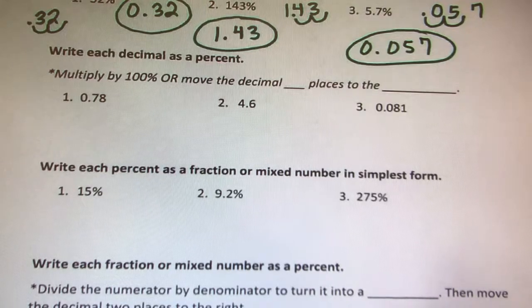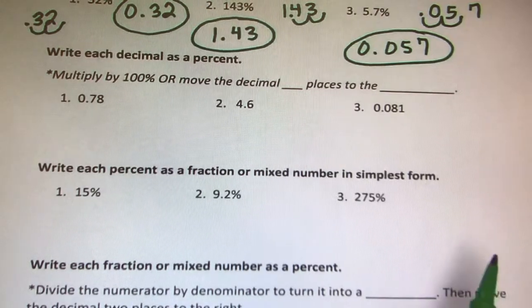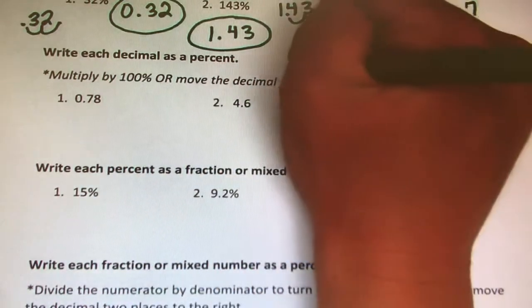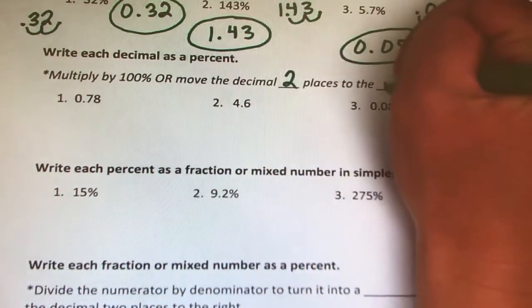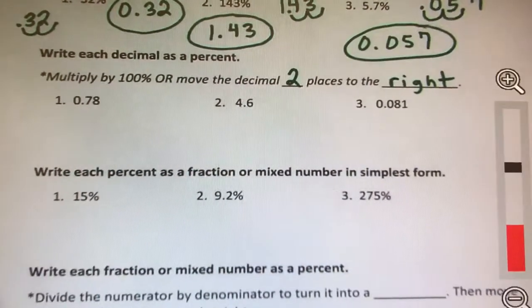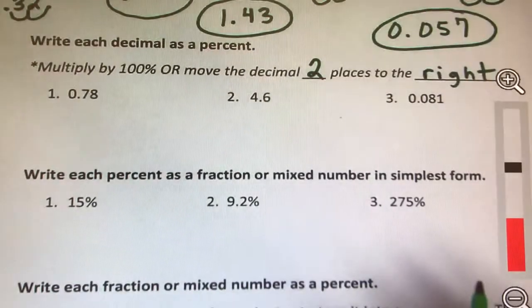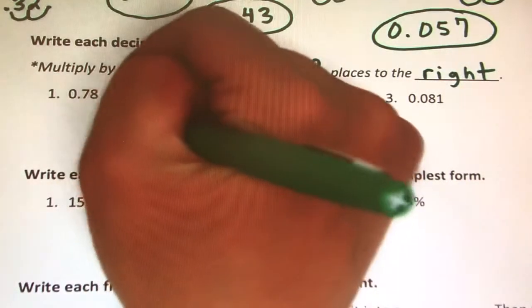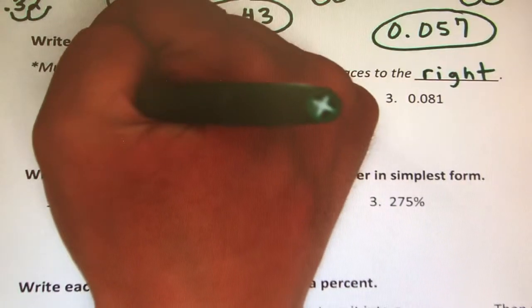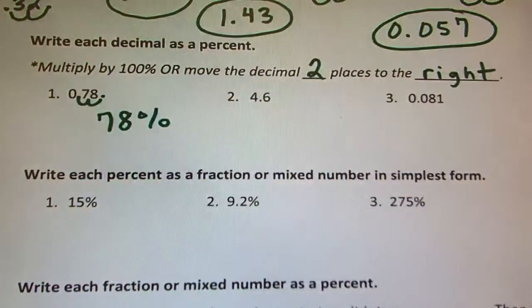Now we're going to do the opposite. We're going to write each decimal as a percent. So on this one, we can multiply by 100%, or we can move the decimal 2 places, this time to the right. Okay, so if I have 78 cents, that's 78 out of 100. So that's the same thing as 78%. But if we follow the rules, move the decimal 2 places to the right, and there we are at the end. We don't need the decimal right here at the end.